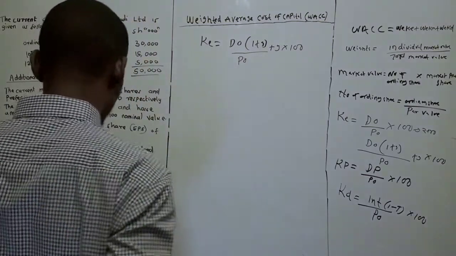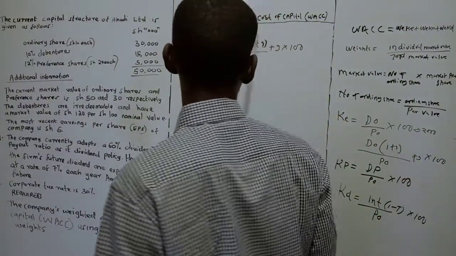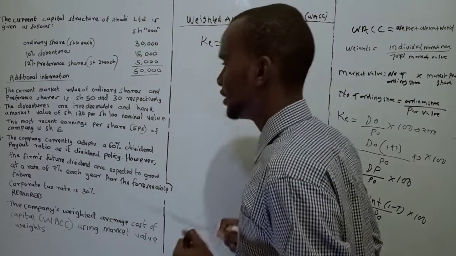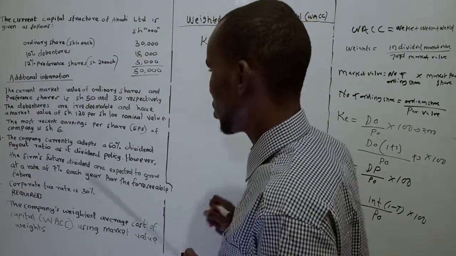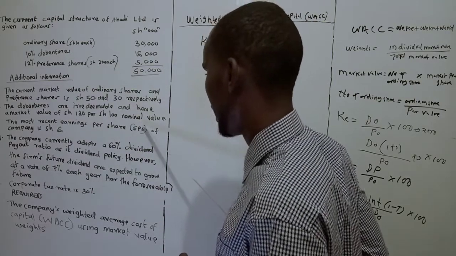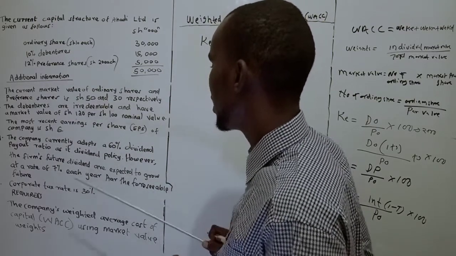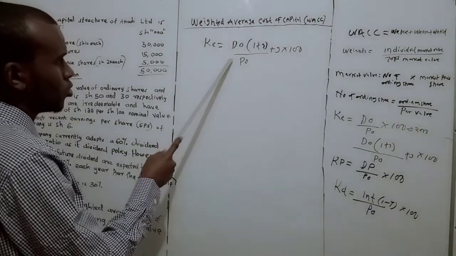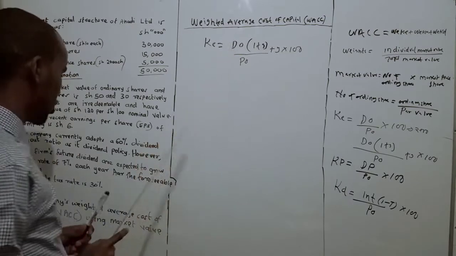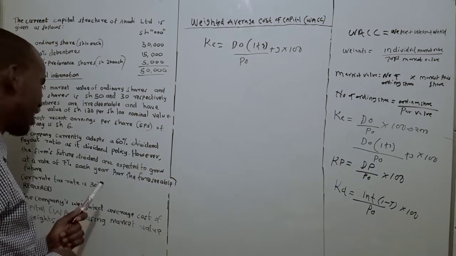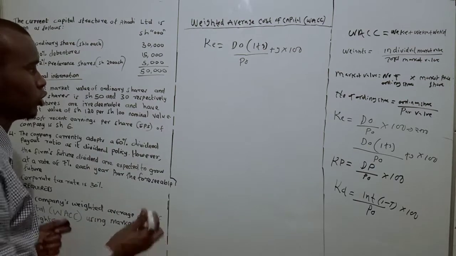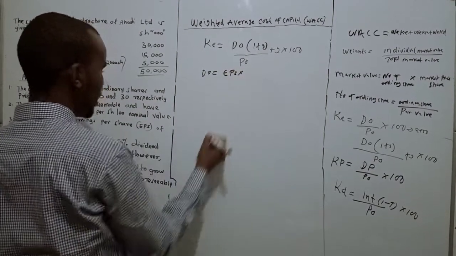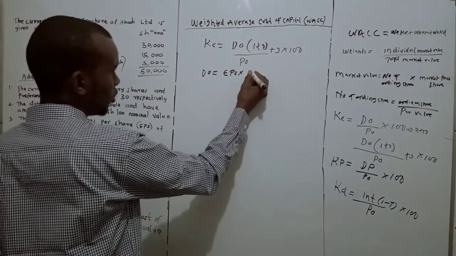For our case, from the question, D0 is not given. We don't have the dividend per share, but we have the earnings per share and also the dividend payout ratio. We need to calculate this D0. For us to get the D0, we take the earnings per share, then multiply by the dividend payout ratio.